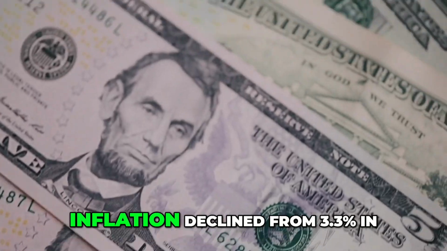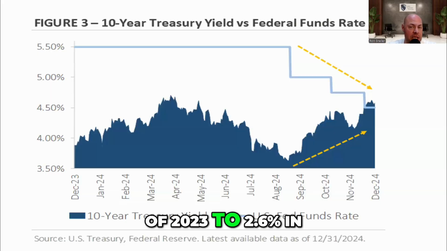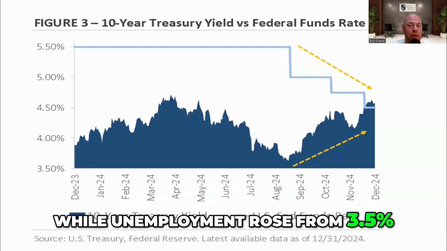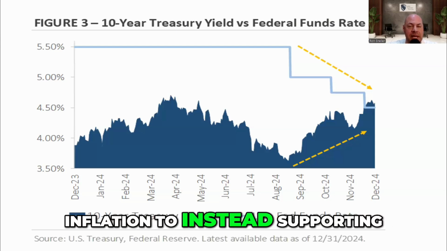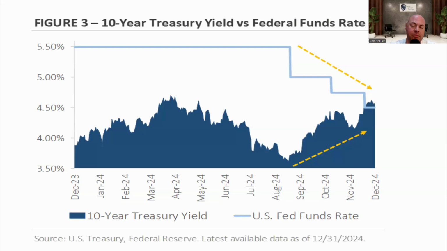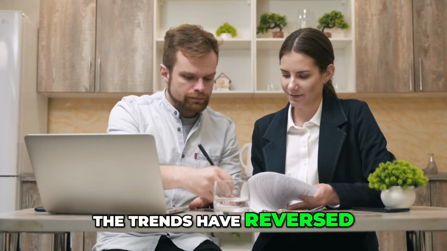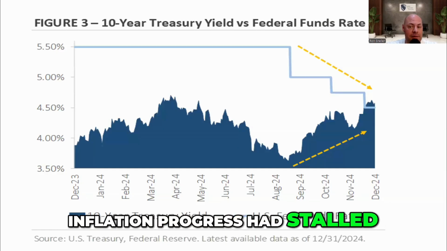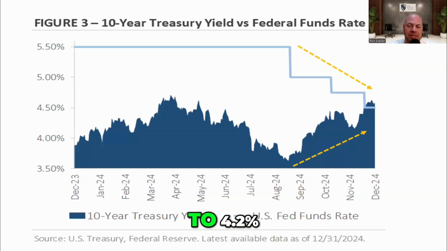Inflation declined from 3.3% in July of 2023 to 2.6% in August of 2024, while unemployment rose from 3.5% to a high of 4.3%. The 2 trends caused the Fed to shift its focus from lowering inflation to instead supporting the labor market. However, since the Fed started cutting, the trends have reversed. Inflation progress has stalled since September, and unemployment has ticked back down to 4.2%.